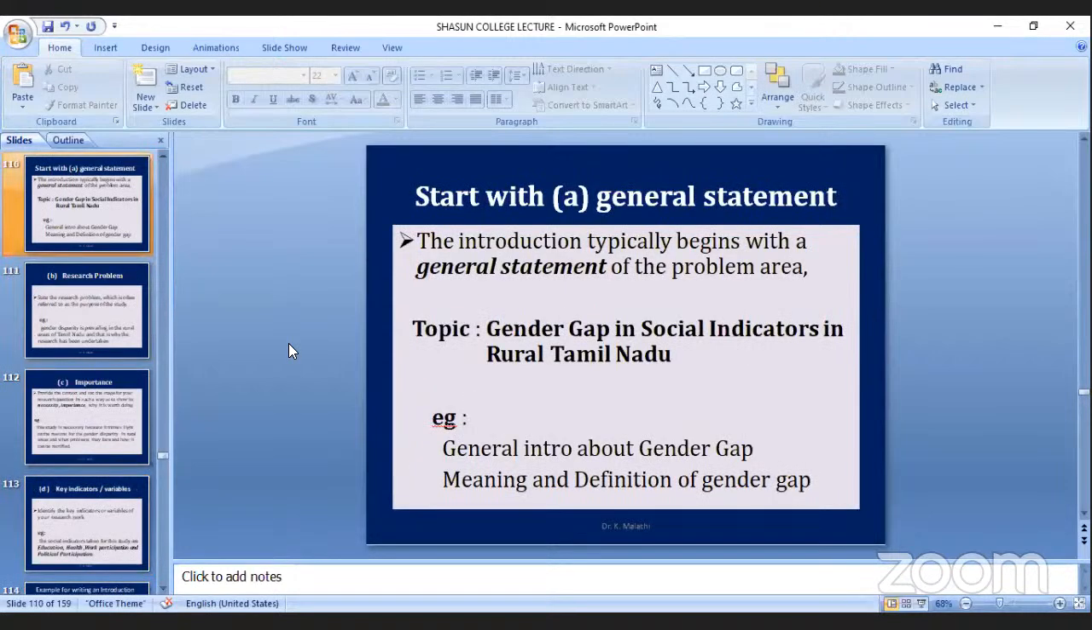See, this is an example. The topic I have done for one particular research paper is gender gap in social indicators in rural Tamil Nadu. So how will my introduction go? In the introduction, I will first start with the meaning of gender gap, the definition of gender gap. So this is my general statement.